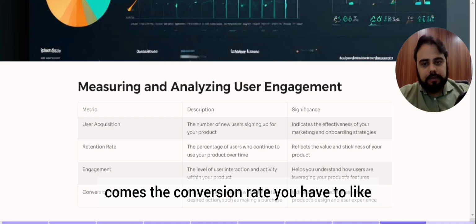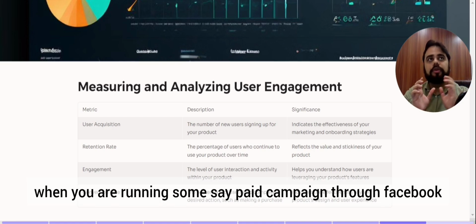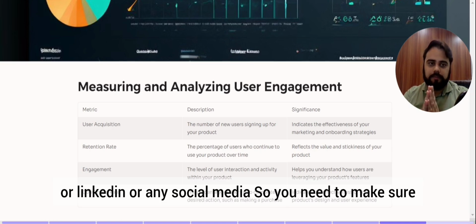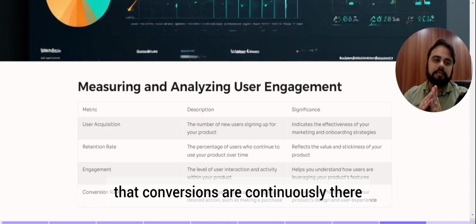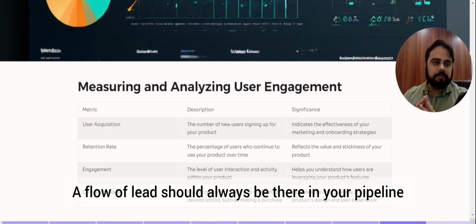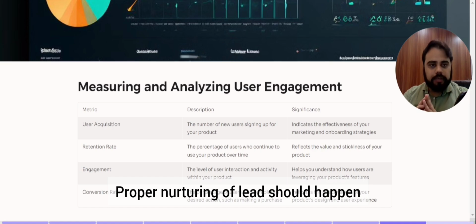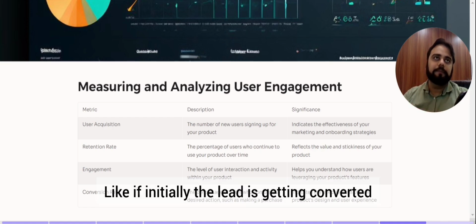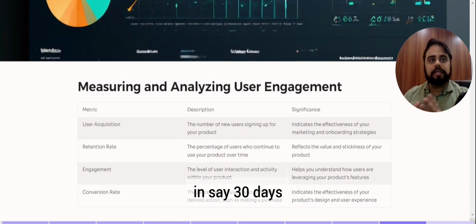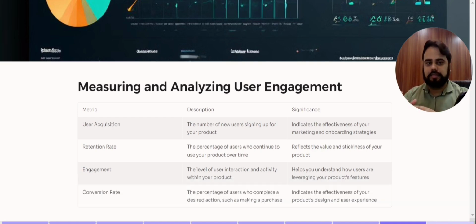Then comes the conversion rate. You have to closely analyze this. Okay, when you are running some paid campaign through Facebook or LinkedIn or any social media, you need to make sure that your funnel is designed in such a way that conversions are continuously there. A flow of leads should always be there in your pipeline. Proper nurturing of leads should happen, and always try to optimize this cycle. Like if initially the lead is getting converted in say 30 days, make sure how you can reduce that 30 days cycle.